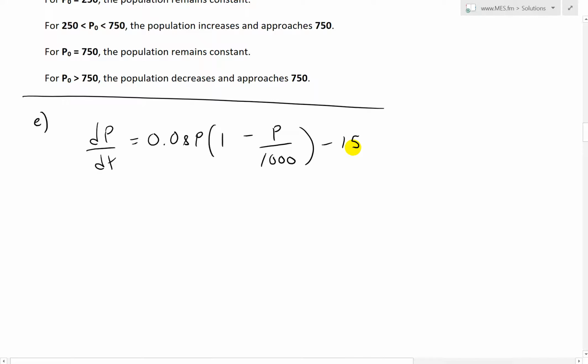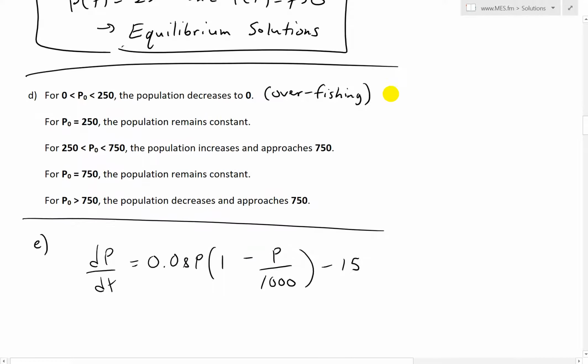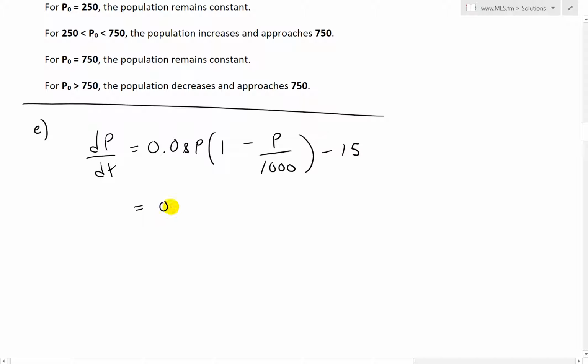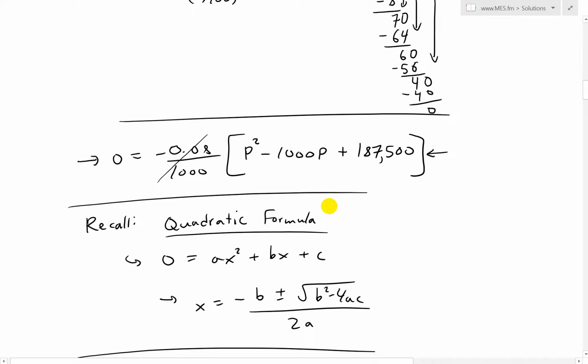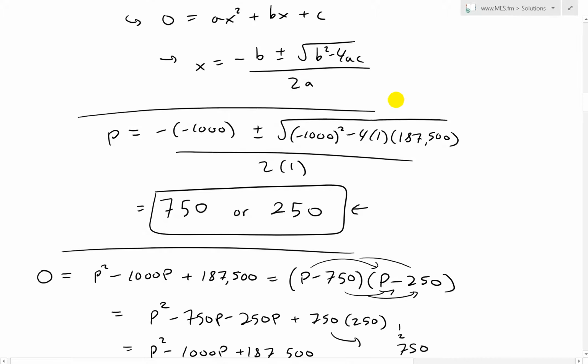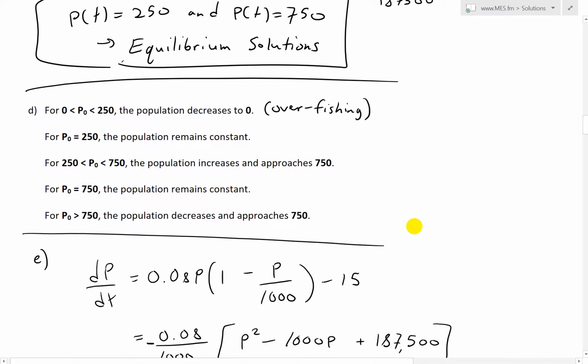So we want to solve for P as a function of time, so we want to solve it explicitly. So this equals, just to simplify it further, 0.08 over 1000. That's all from before, so I don't want to do that again. So I'll just write this down: 0.08. So it's actually negative 0.08, and then this becomes negative 0.08 times (P squared minus 1000 P plus 187,500). So that's what that was.